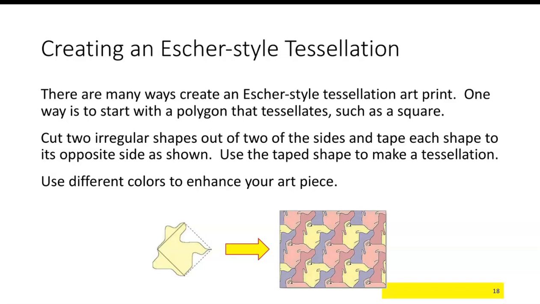But one way you can do this is take a square, cut out irregular shapes on two sides, and paste them to the other side. Like you see, this side right here was moved over to the opposite side. This part here was cut out and was taped to the other side. And so that gives you a shape, and in fact it will tessellate. And you can draw little pictures and have little faces like you see in the example.